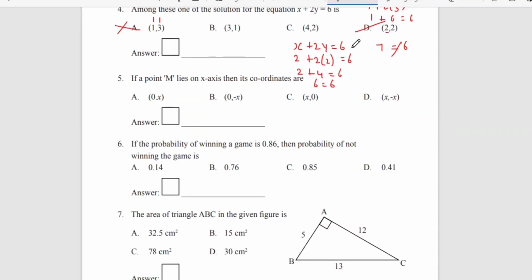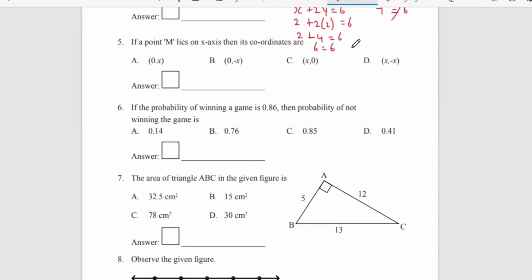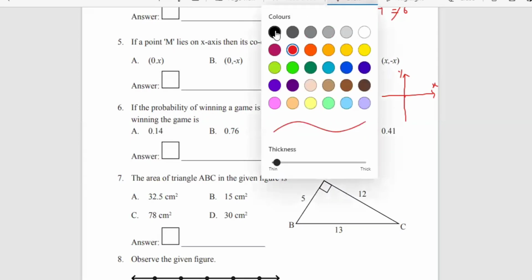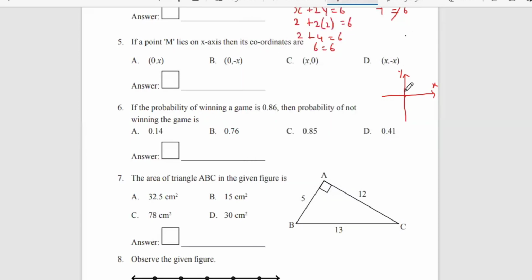Moving to the fifth one. They are saying that a point M lies on the x-axis, so let us draw our Cartesian plane. So this is our graph. The horizontal line is our x-axis. The vertical line is our y-axis. I'll give a few values on our graph so it will be easy for you to understand. This point is called the origin, and its value is 0. Here we shall take 1, here 2, here 1, and here as well 1.